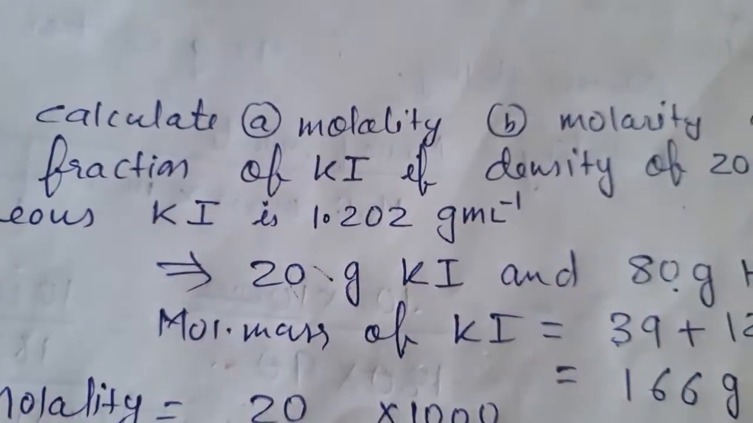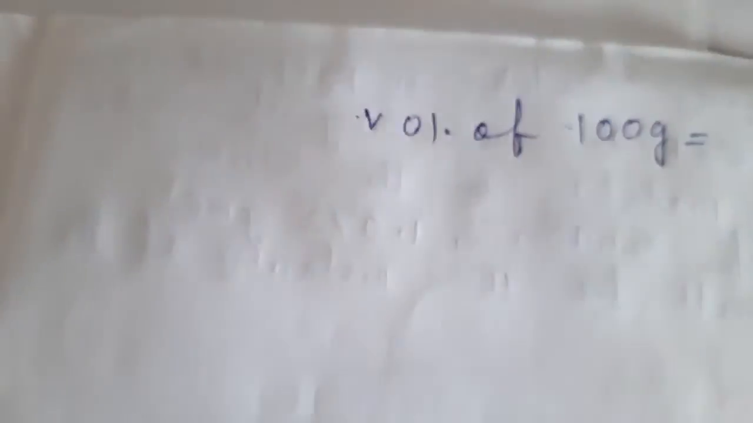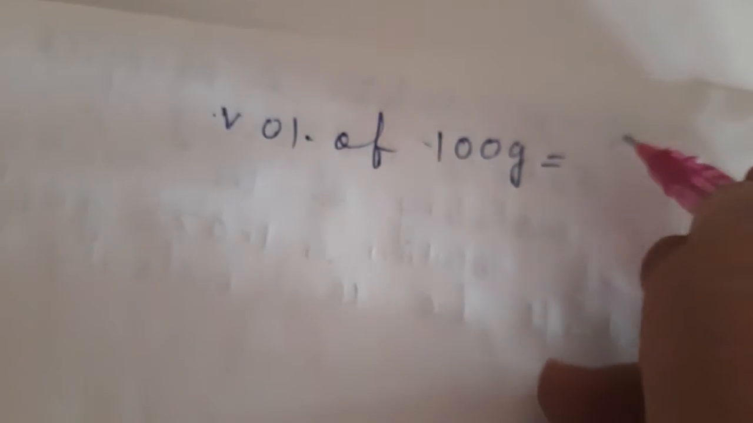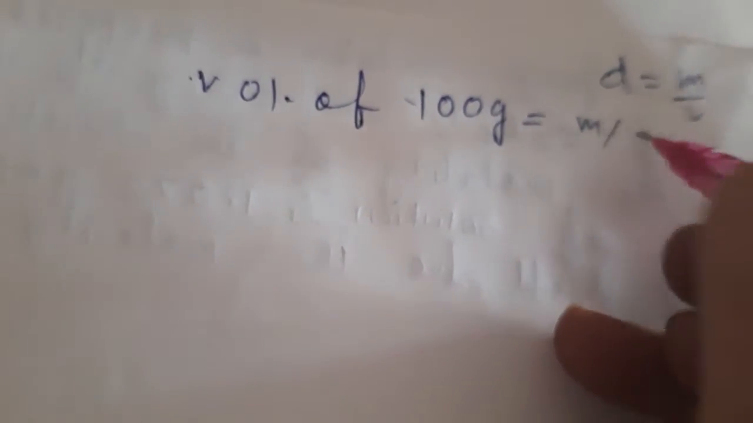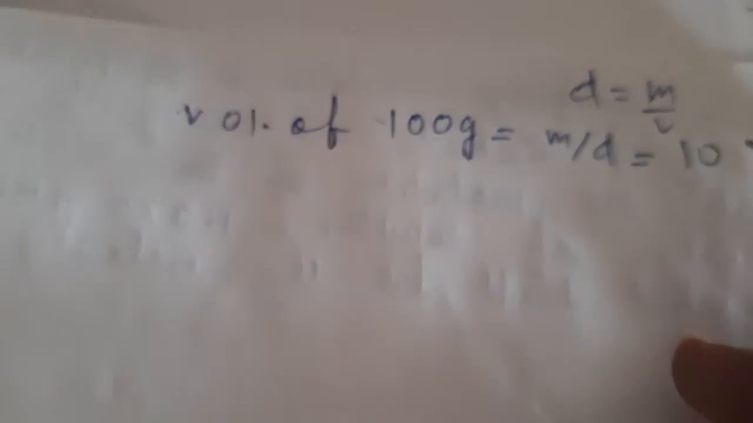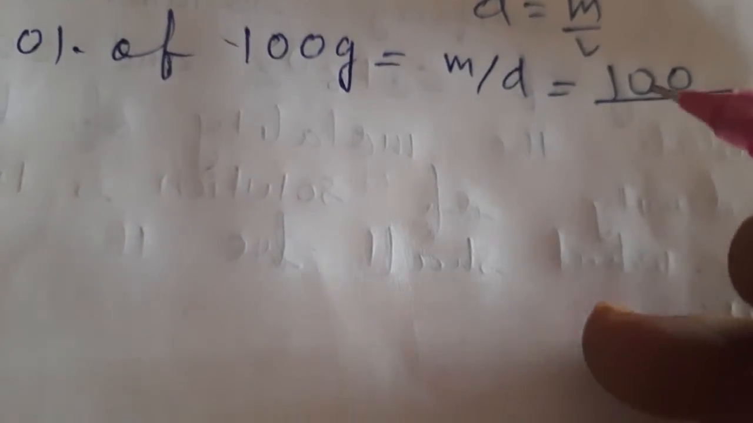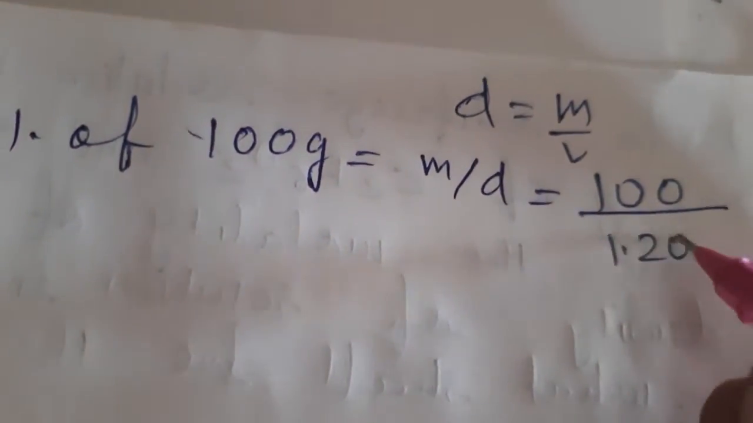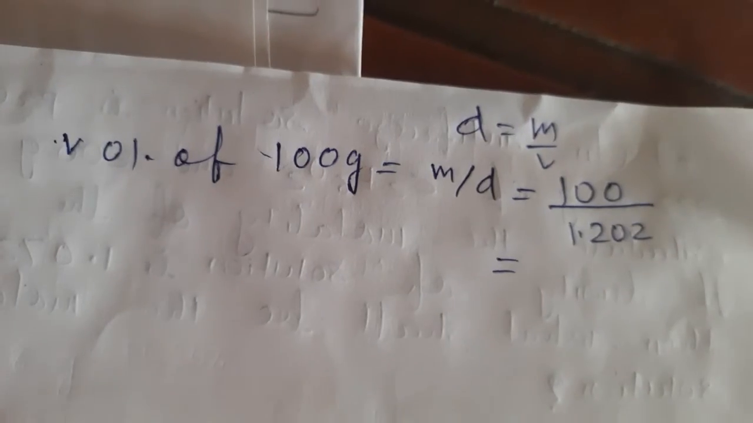After this we will calculate, density is given 1.202. So again we have to calculate the volume. Okay. So how can we calculate the volume? Volume of 100 gram is equal to, D is equal to M upon V, always remember. So volume is equal to M upon D. What is our mass? 100 gram. Volume of 100 gram is 100 gram mass divided by density. Density is given 1.202. So let us divide it. 100 divided by 1.202.